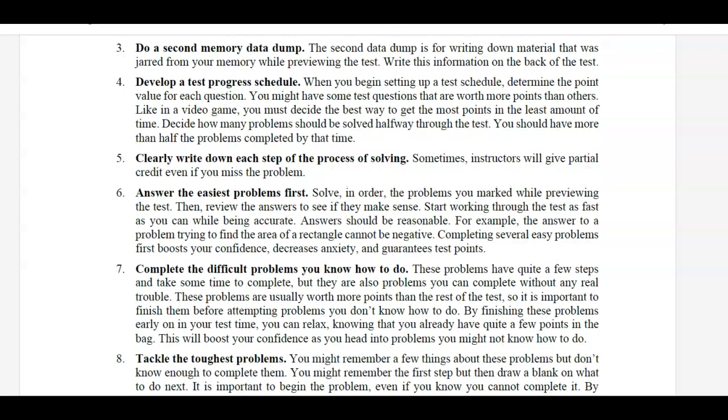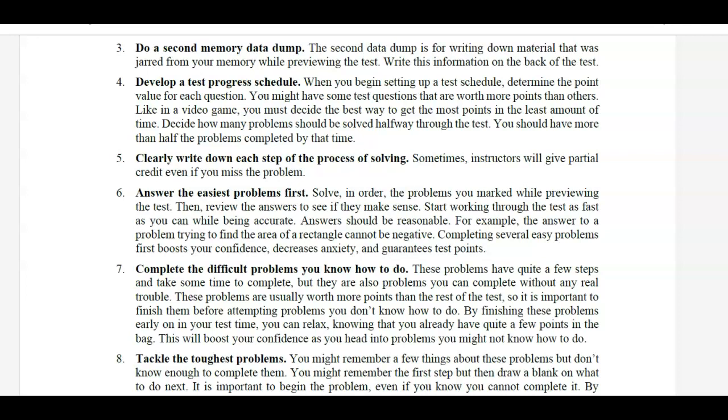Number 5, clearly write down each step of the process of solving. Sometimes instructors do give partial credit, and so by writing down every step, you're giving yourself a chance to get that partial credit. So I would definitely recommend don't skip steps in your work. Try to work out all of the steps, show your work. That way, even if you don't get the correct answer, you might be eligible for some partial credit.